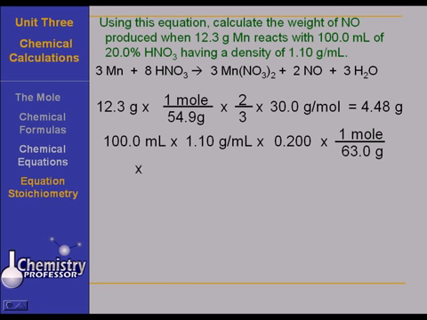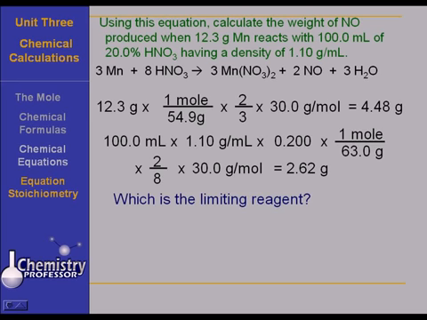Sometimes you have to listen to what I mean and not what I say. Times a 2 to 8 mole ratio, that's nitric oxide to nitric acid, times 30 grams per mole, gives me 2.62 grams. Now, how much nitric oxide could be produced?